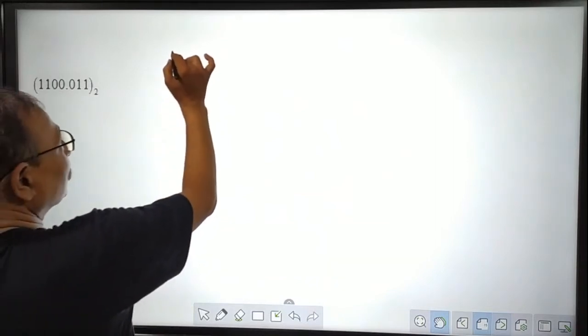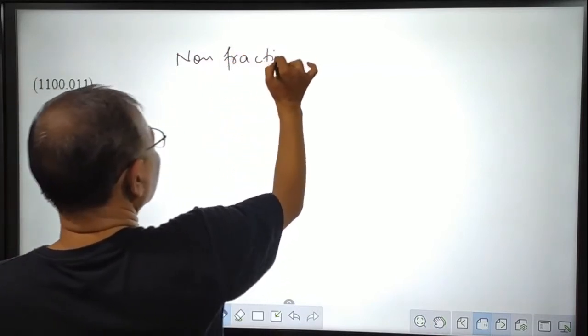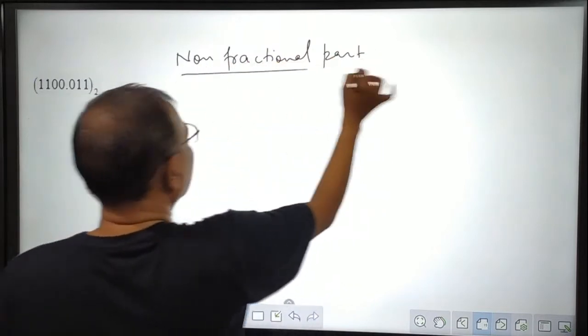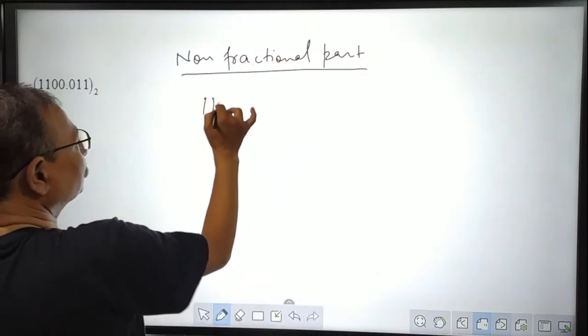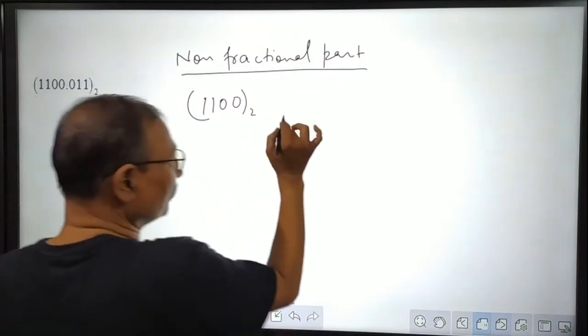So here the non-fractional part is 1100. This is the non-fractional part in the binary system.